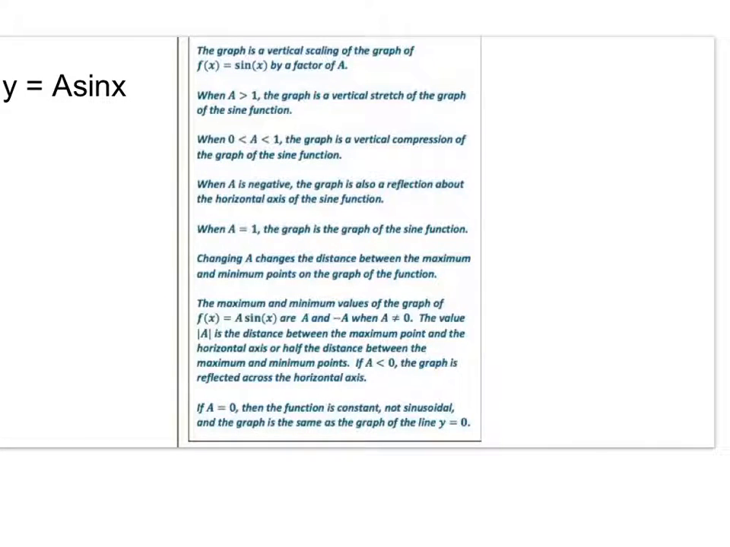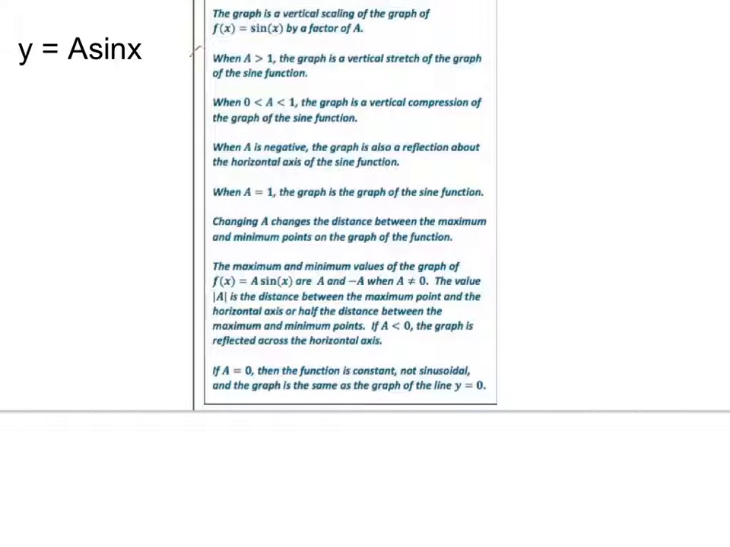This being important, when a is greater than 0, the graph is a vertical stretch of the graph of the sine function, and when a is between 0 and 1, the graph is a vertical compression of the graph of the sine function. When a is negative, it's a reflection over the horizontal axis. When a is 1, the graph is just the basic graph of the sine function.